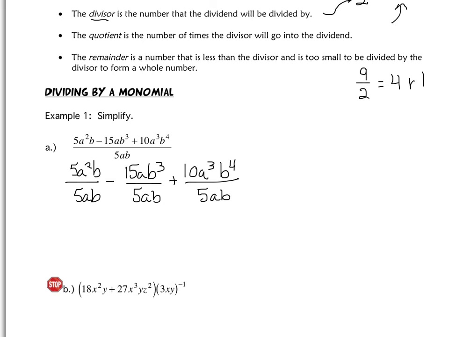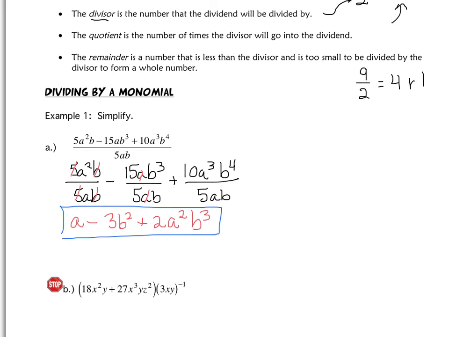So if I had 5a squared b over 5ab, the 5's cancel. A is bigger on top, so it's going to be a, and then the b's cancel. Minus 15 divided by 5 is 3. The a's cancel. B to the third over b is b squared. Plus 10 divided by 5 is 2. A to the third over a would be a squared, because again, remember we subtract the exponents. And then b to the fourth over b is b to the third. And that is our final answer.